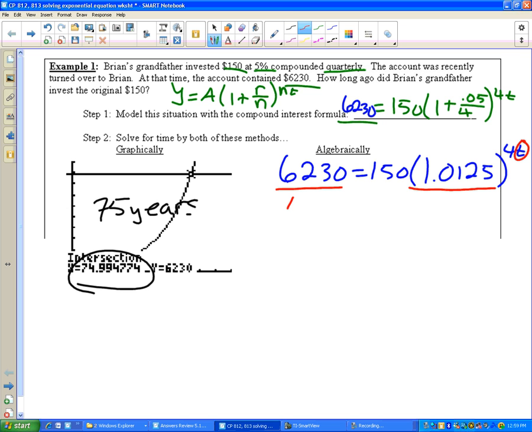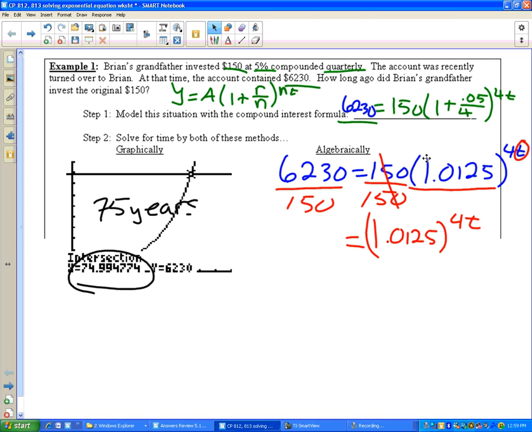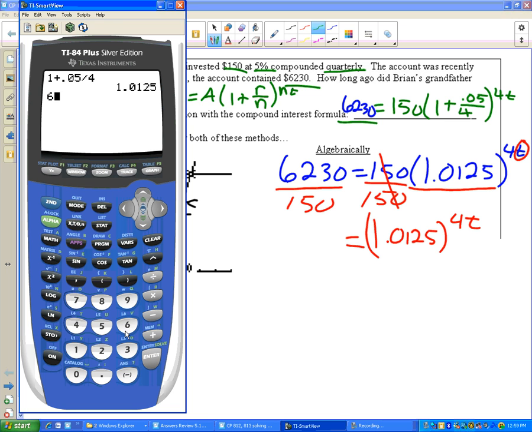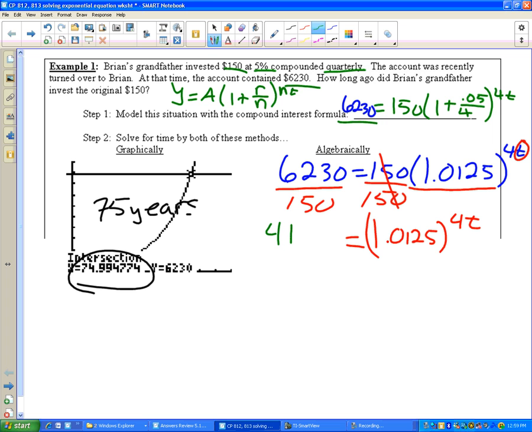Before I do that, I'm going to divide by the 150 to get the 150 out of the way. Cancel that out. I get 1.0125 to the 4t power. Over here, I'm going to end up with 6,230 divided by 150, which is 41.53 repeating, and I want to try to keep that as much as I can.